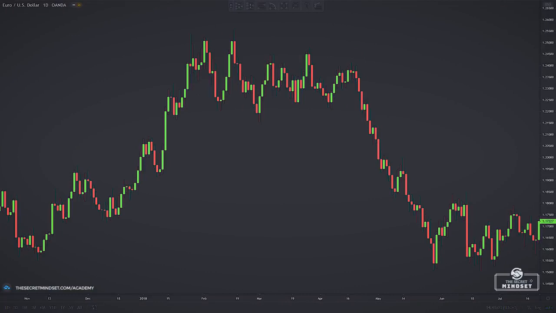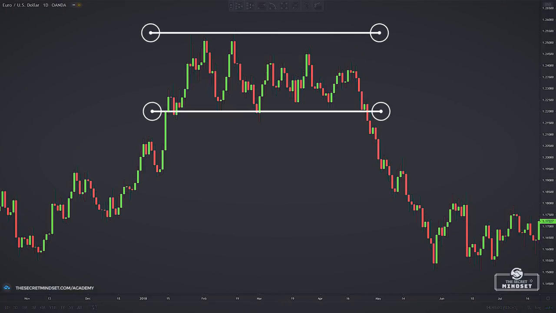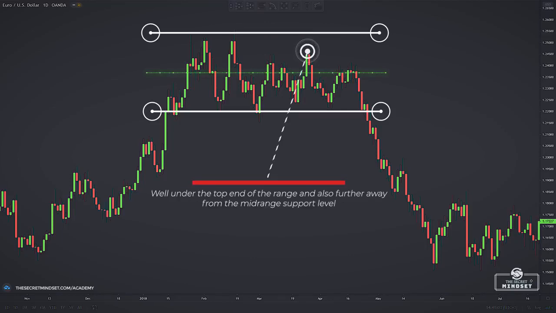Take a look at this example of a seemingly unpredictable bounce during sideways market action. Notice how the price pulls back from the region marked with this circle, even though it would be hard to categorize this area as a clear support and resistance level. We are well under the top end of the range and also further away from the mid-range support and resistance level. It's these kinds of pullbacks that require conservative trade management when the market is choppy and indecisive.